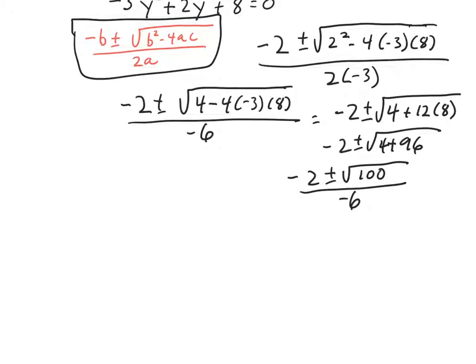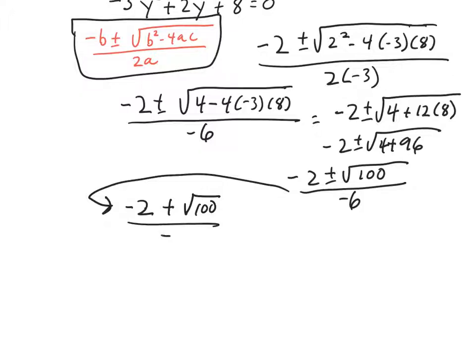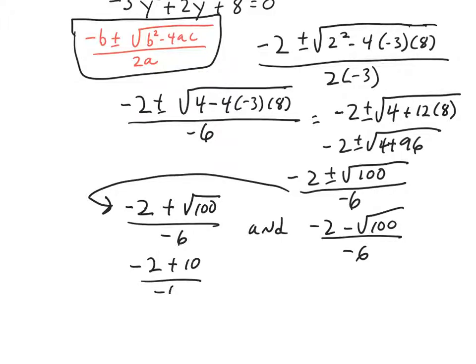Okay, so from here, we're going to change it into two problems. So we have negative 2 plus square root of 100 over negative 6, and negative 2 minus square root of 100 over negative 6. Square root of 100 is 10, so it's negative 2 plus 10 over negative 6. Negative 2 plus 10 is negative 8. We get negative 8.